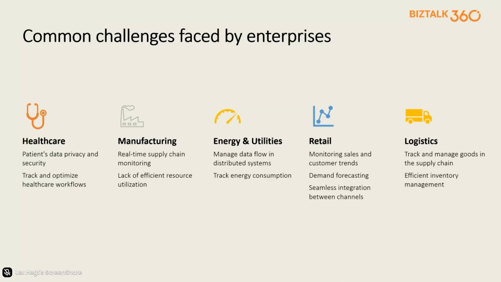Coming to the logistics industry, the first thing is tracking and managing goods in the supply chain is essential for ensuring smooth and efficient operations. Real-time visibility into their inventory level, shipping status, and delivery milestones, those are all very crucial KPIs for them. And also the other one is efficient inventory management is also crucial for logistics companies.